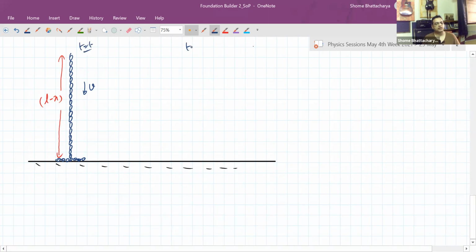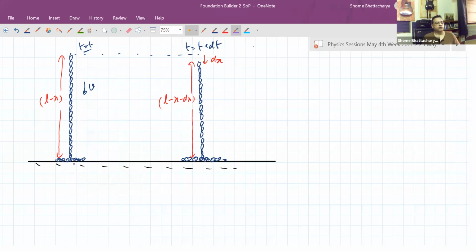Now what's happening at a very small time later, at t plus dt? A slightly larger portion is now on the ground and a slightly smaller portion is now above the ground. During this time dt, this has come down through a small displacement dx. So this portion has become L minus x minus dx.